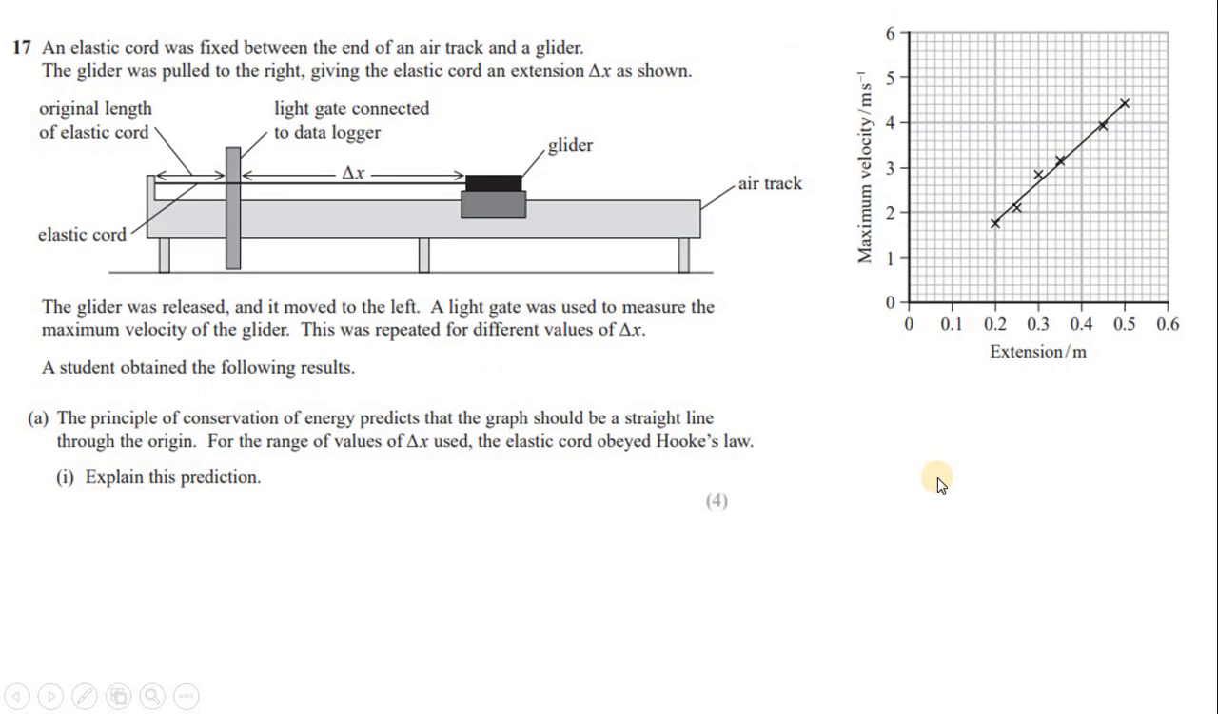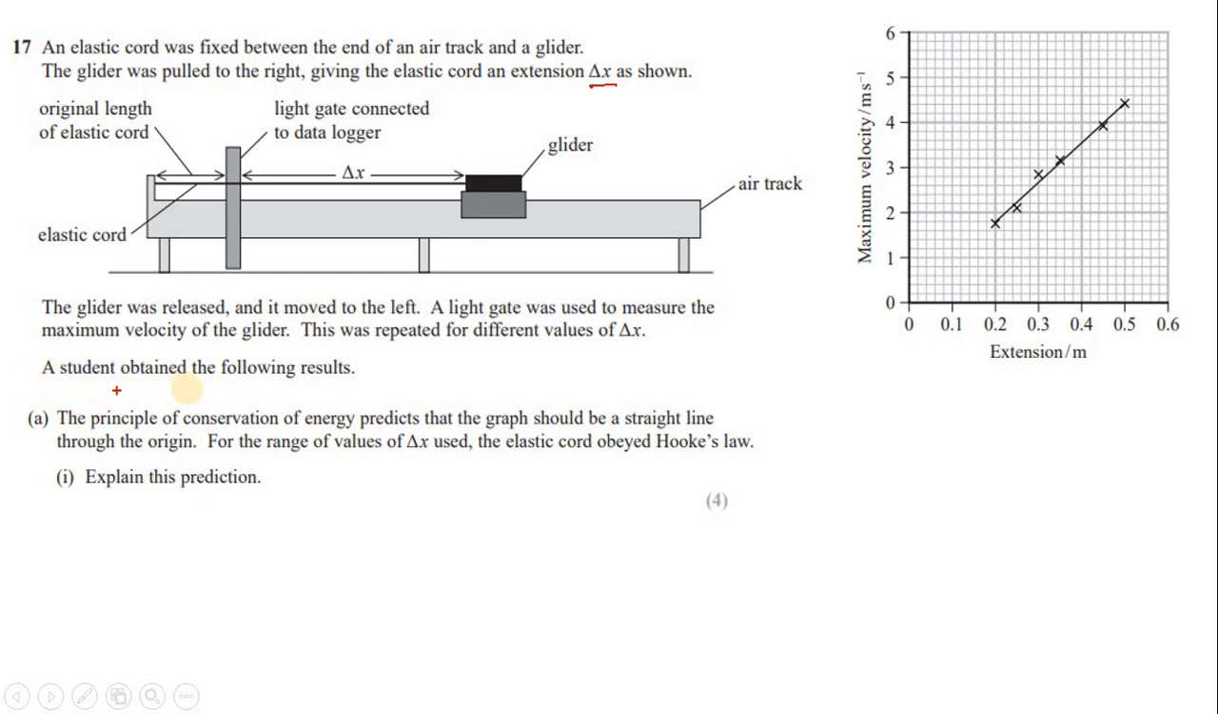Question number 17. An elastic cord was fixed between the end of an air track and a glider. The glider was pulled to the right, stretching the elastic cord by an extension delta x as shown. So this is the elastic cord, extension, this is the original length, one end fixed, glider, and a light gate is there. The glider was released and it moved to the left. A light gate was used to measure the maximum velocity of the glider. This was repeated for different values of delta x. Keep changing delta x and then we can keep finding the velocity.